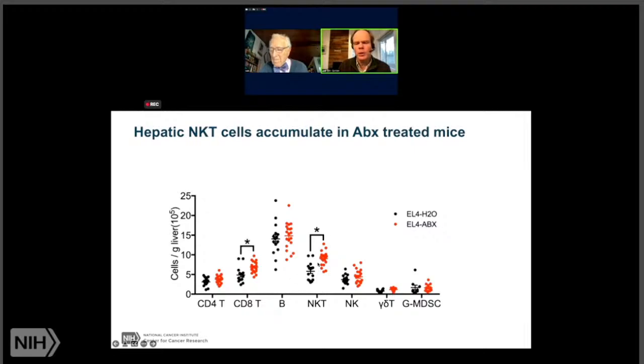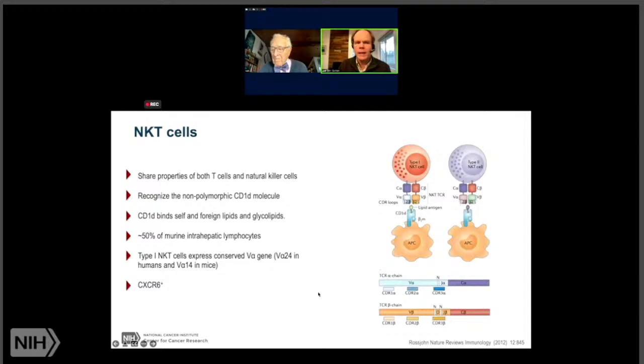But there is one particular cell population where we noticed an increase in those mice in red that were treated with the antibiotics. And we observed this accumulation of so-called NKT cells. So what are NKT cells?